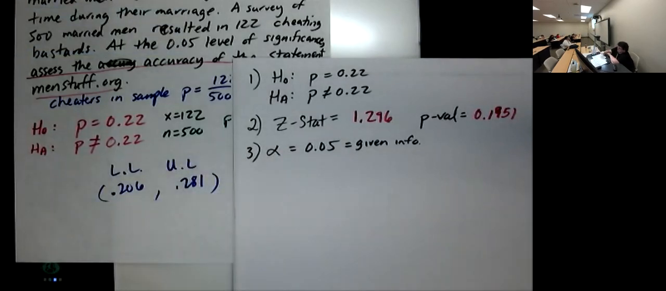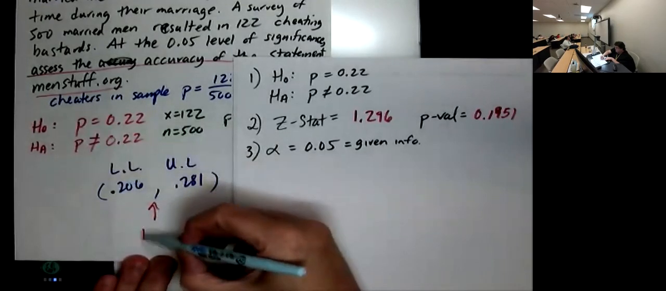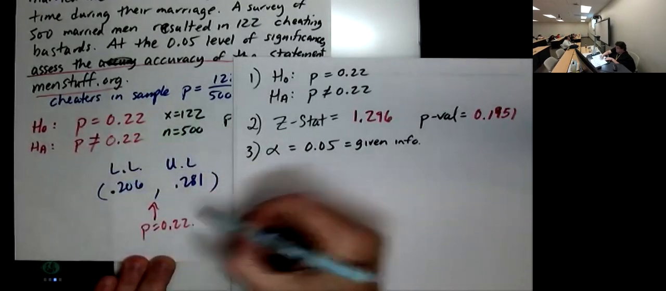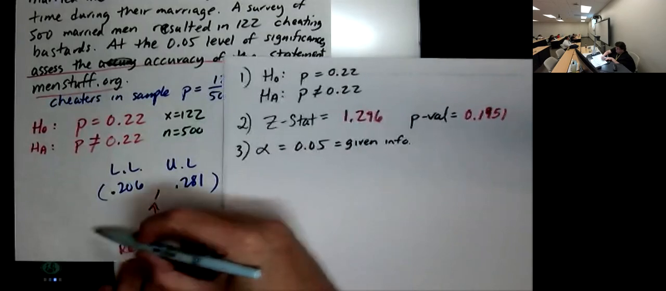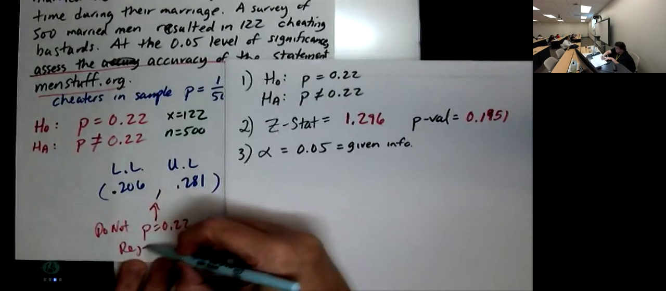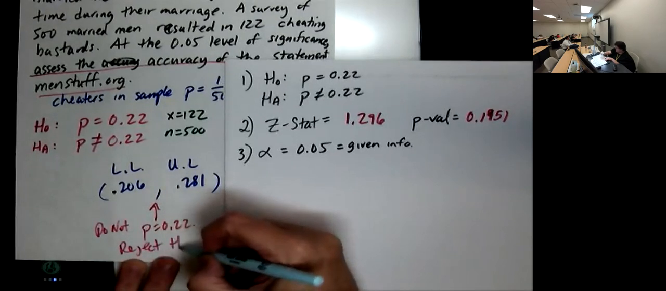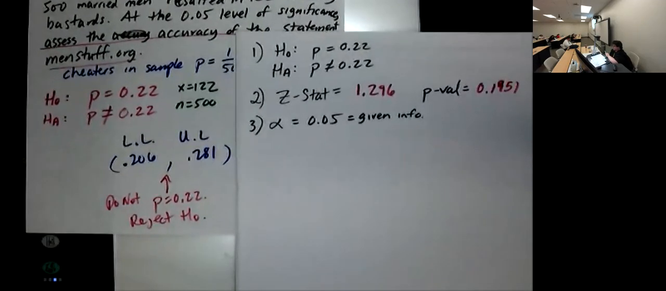So looking at the confidence interval, we see the 0.22 is inside of it. Since it's in the region, we don't want to reject. Don't reject. Because it's in the region, it's a valid solution. We should get that same answer when we do the confidence or the hypothesis test.